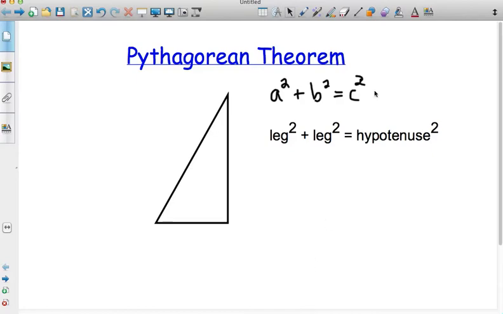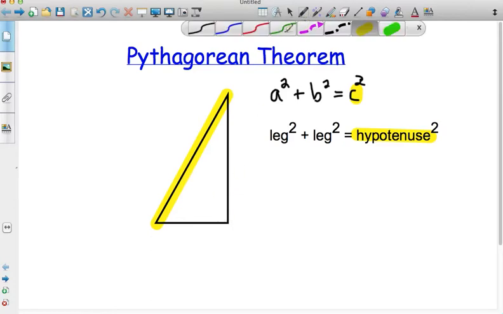The C corresponds with the hypotenuse, and the A and the B are both the legs. So when you look at a triangle, the most important piece of it is the hypotenuse, which is C. The hypotenuse is always going to be the longest side of the triangle. Another way to think about it is it's the one that's across from the right angle. So we can go ahead and label that side C.